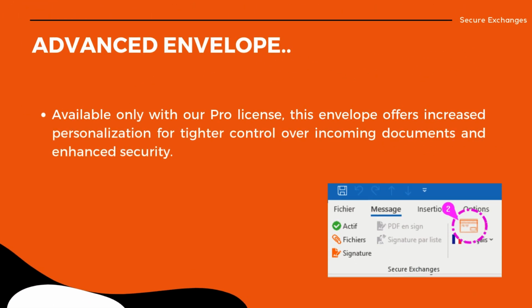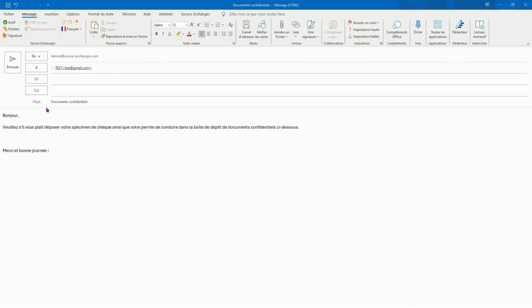Advanced envelope, available only with our Pro license, this envelope offers increased personalization for tighter control over incoming documents and enhanced security. To set up an advanced envelope, insert it into your email. To do this, select the language of your correspondence and click on the advanced envelope icon. The envelope you select will be inserted where your cursor is in your message.